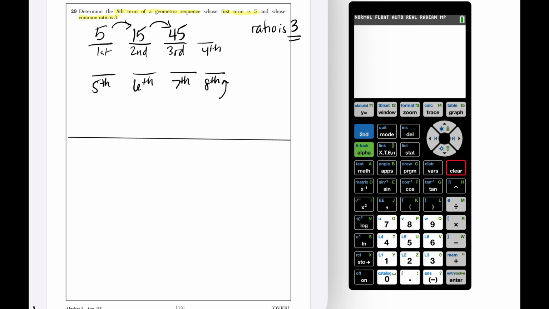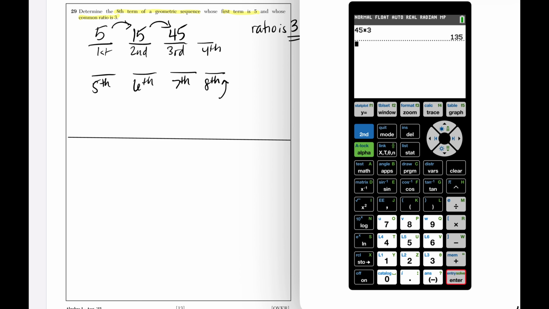Again, there are 2 ways we can do this. The first way is literally just to continue out this sequence. This is the most accessible way, and you can use your calculator to do this. So you can do 45 times 3, and you're going to get 135. You can do 135 times 3, you're going to get 405, and you're going to do that again times 3, you'll get 1,215 times 3, and let's actually put these numbers in there so we have them.